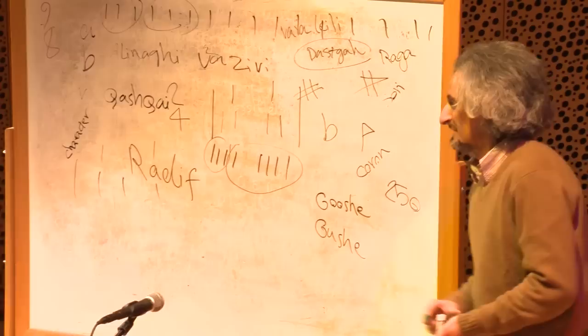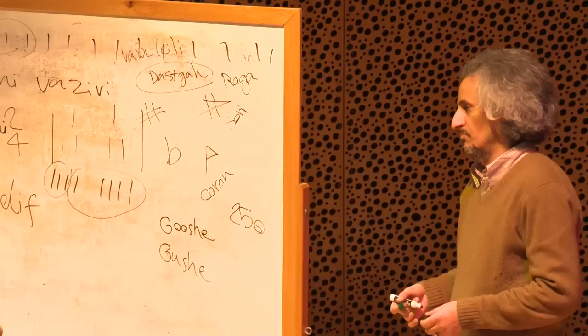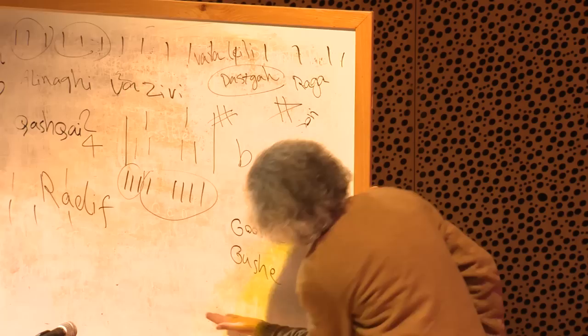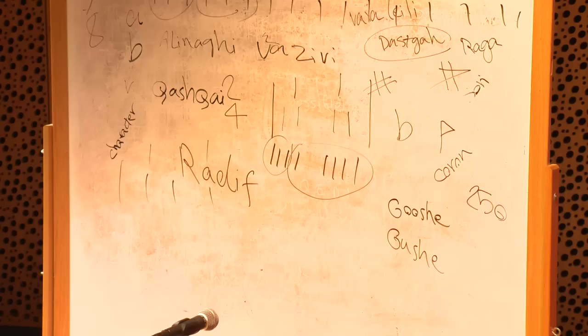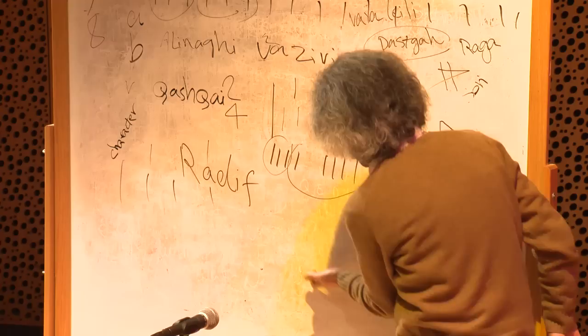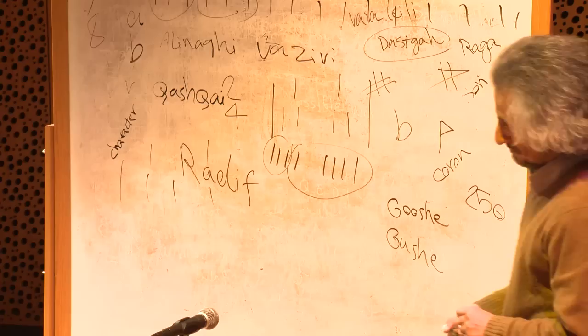The literal meaning of the word ردیف means to put something in order. And the gushe are kind of another way of putting things in order that go from lower notes to higher notes. They build up. This we call the ردیف of the گوشه, the order of the گوشه.